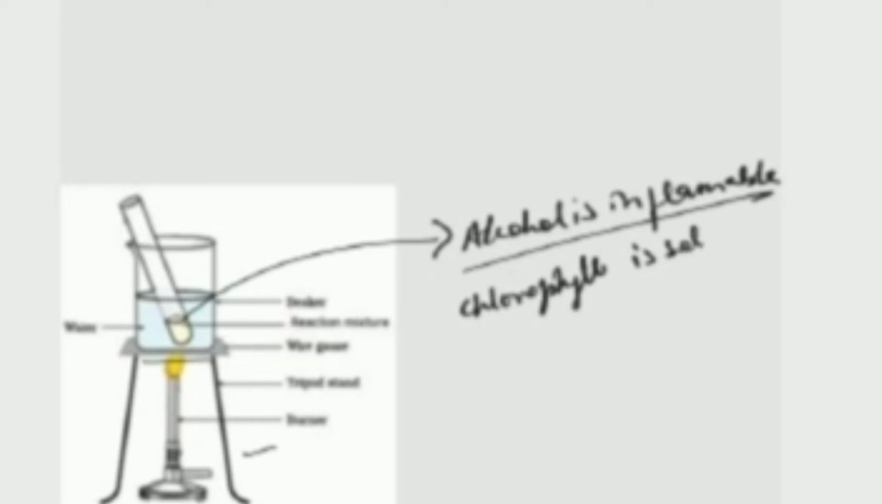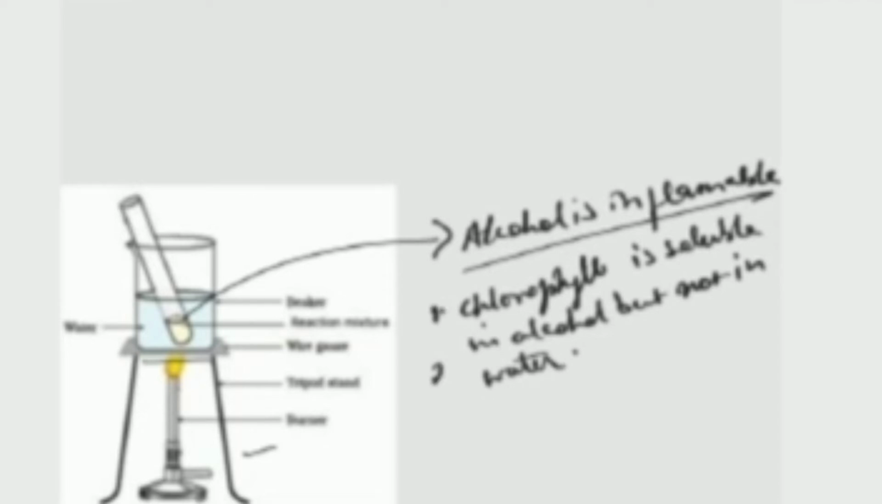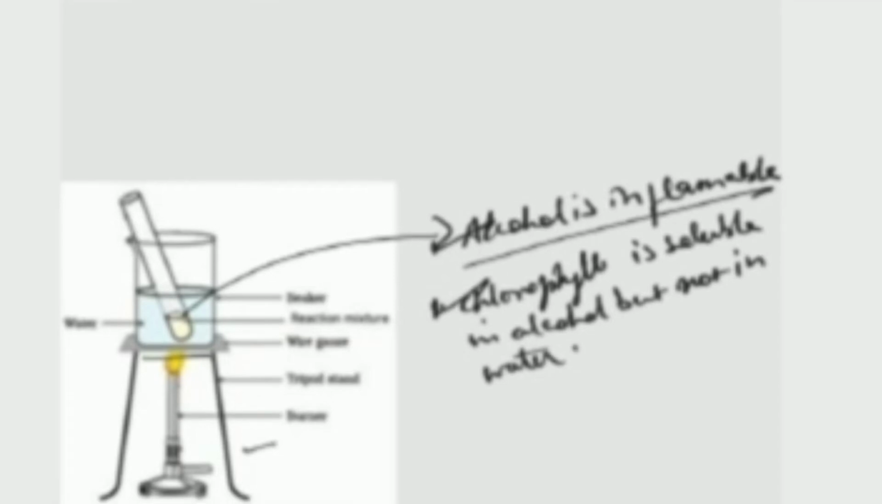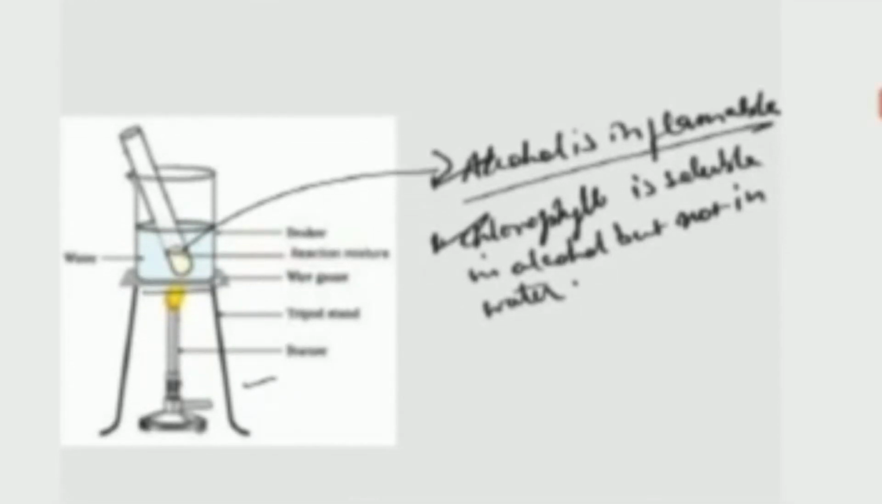Chlorophyll is soluble in alcohol, not in water. Again I am saying, chlorophyll is soluble in alcohol, not in water. For that reason we are putting the leaf in the test tube with alcohol, but not in the water directly. And we are not boiling it in the water directly, but we are boiling it in the alcohol. Okay, understood? So I hope you understood this topic.